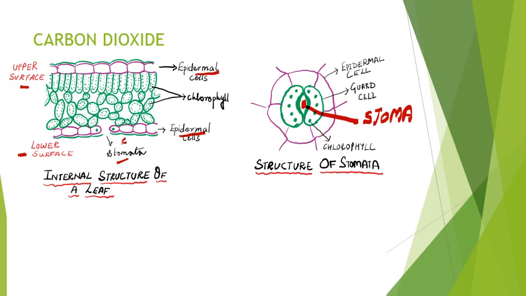So these guard cells are responsible for the opening and closing of the stomata. When the stomata are open, the carbon dioxide can enter into the body of the green plants. They absorb the carbon dioxide and perform photosynthesis.